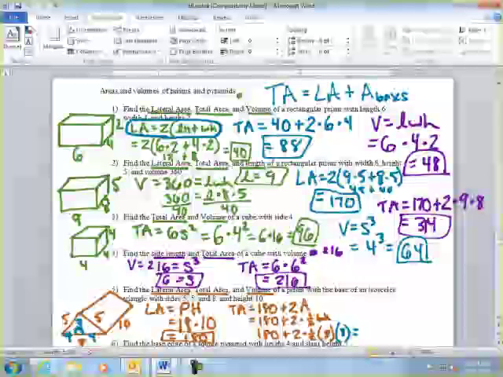So don't forget your area formulas from the last chapter. You need the area of a triangle formula here. When we calculate this all out, it adds up to 204.